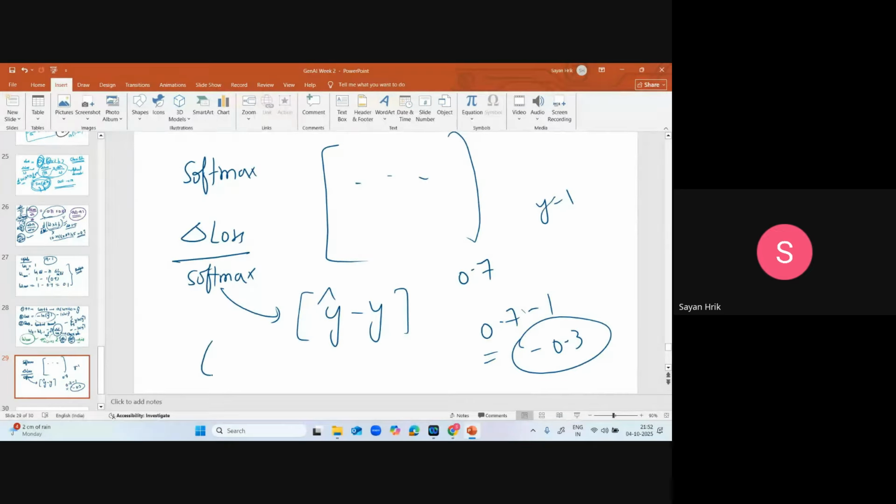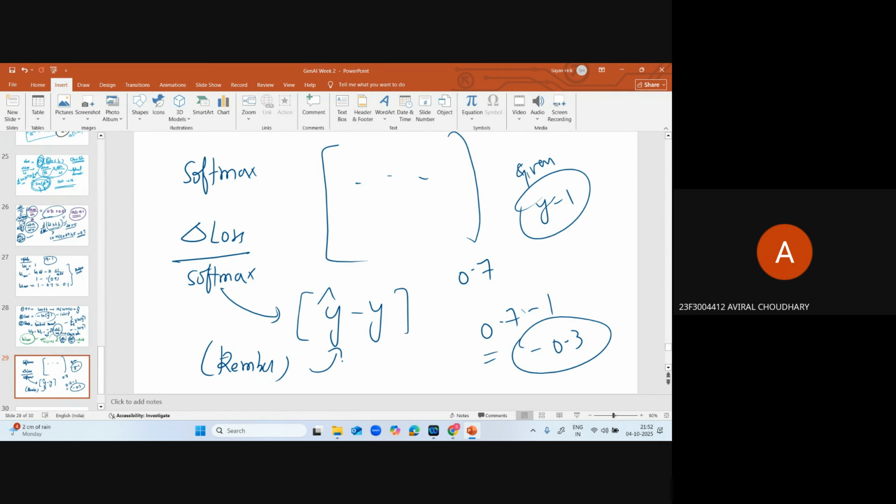Will y hat be given? Y hat you will compute with forward prop. You have to do the wx plus b, pass it to softmax and get the y hat. Y will be given to you. Then, using that y hat, you can compute this derivative, which is y hat minus y.